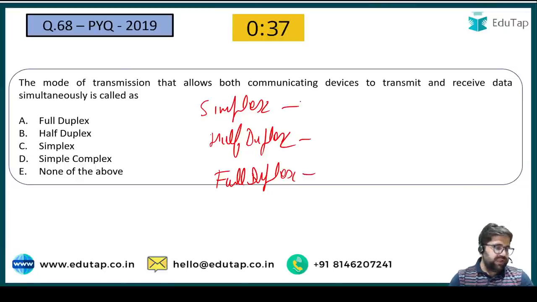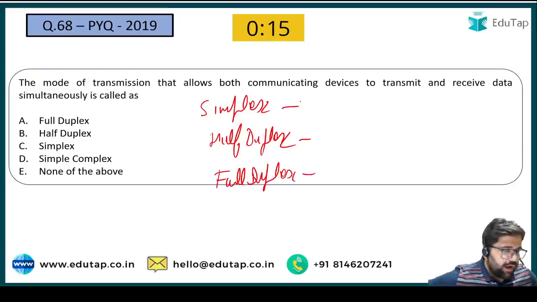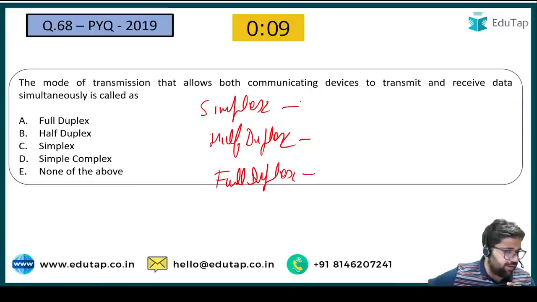Hanji, so who will be giving me the right answer for question number 68, which is the exact replication of a question from your PYQs which were asked in 2019. The mode of transmission that allows both communicating devices to transmit and receive data simultaneously, my friends. Simultaneously. Half duplex. So Nilesh, first you marked A, then you changed it to B. Yes, the correct answer here will be A, full duplex.